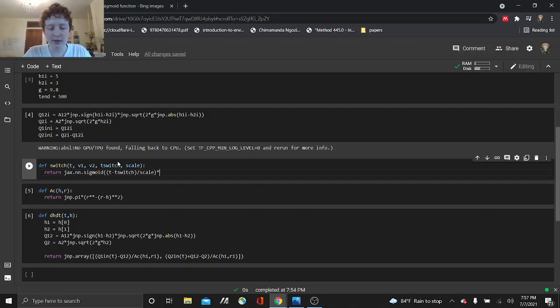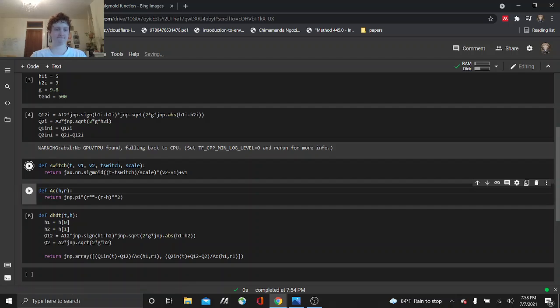And we're going to multiply that by our flow rate, so V2 minus V1 plus V1. Okay. Let's see if that works.